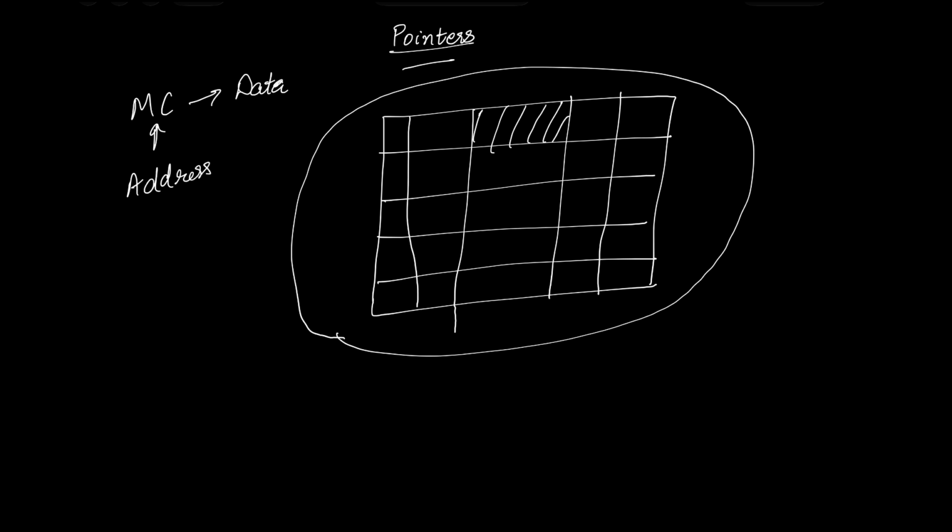Now what is this address? Let's say you want the data at this memory cell. You can tell the computer that at this address there is some data stored and you want that data. Each individual memory cell in the computer has an address, and it holds some data.